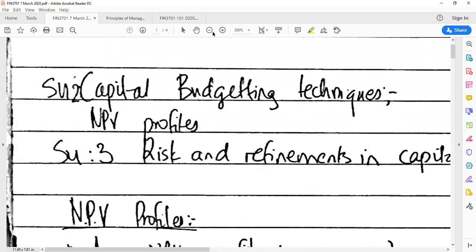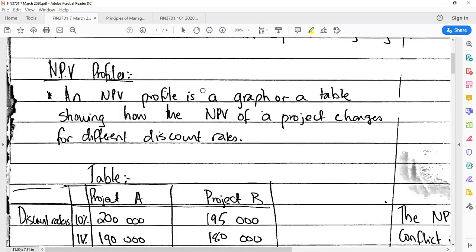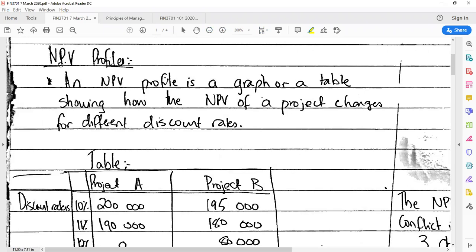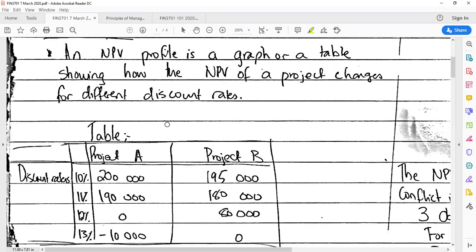So first and foremost, we have something very important in FIN3701 and in financial management that we call an NPV profile. And we define an NPV profile as a graph or a table showing how the net present value of a project changes for different discount rates. So when we say NPV profile, we're simply talking about a graph or a table showing how the NPV of a project changes for different discount rates.